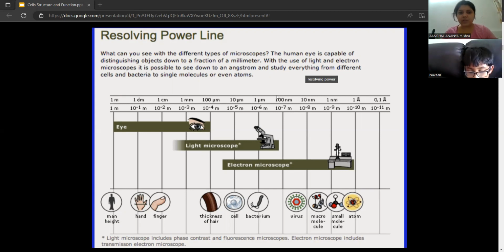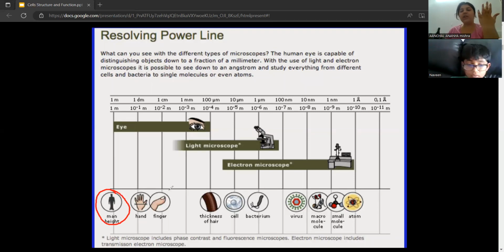Okay, so what all things can we see in the microscope? Tell me. Can you see a man with your eyes? Can you see me now? Yeah. Without a microscope also? Yeah. Can you see your hand without the microscope? Yeah. Can you see your finger without the microscope? Yep. Okay, so these are all the things which we can see with our naked eye.